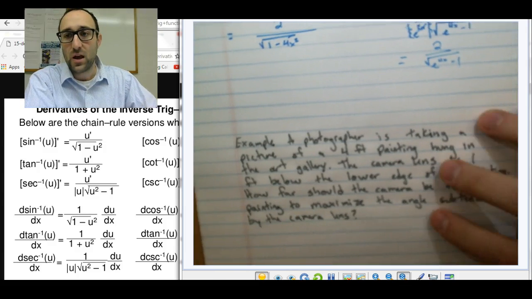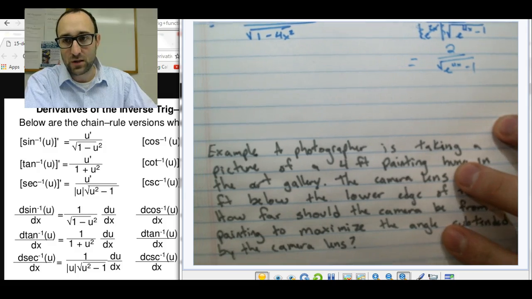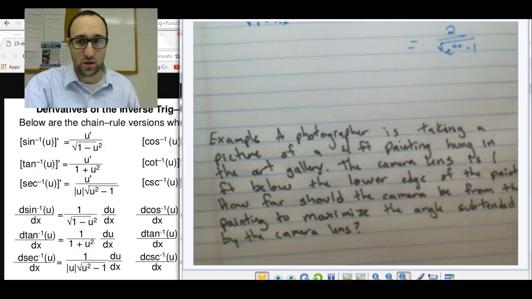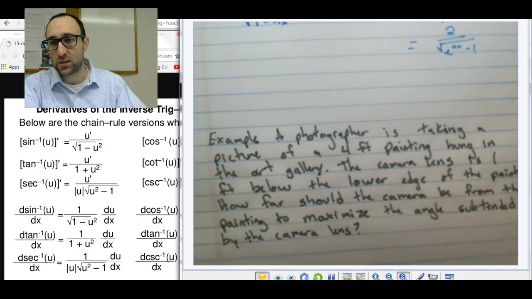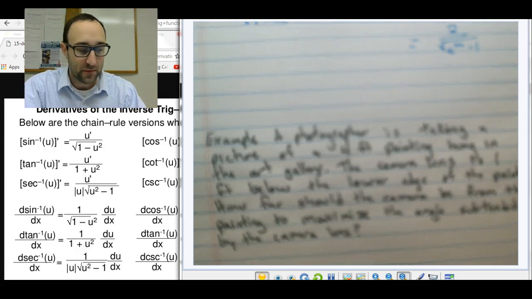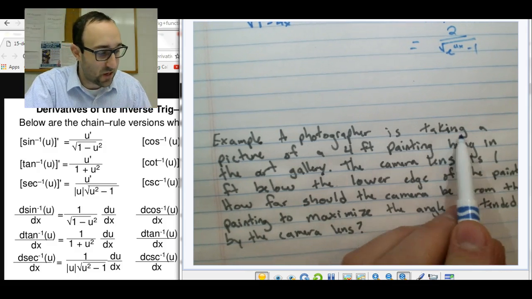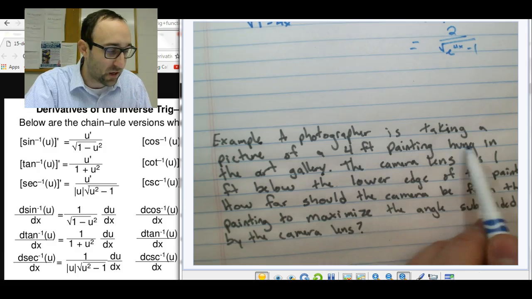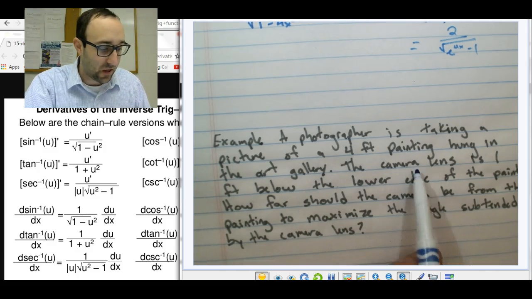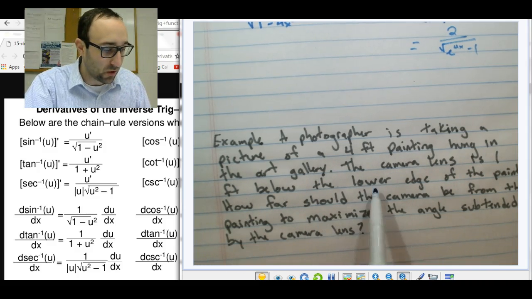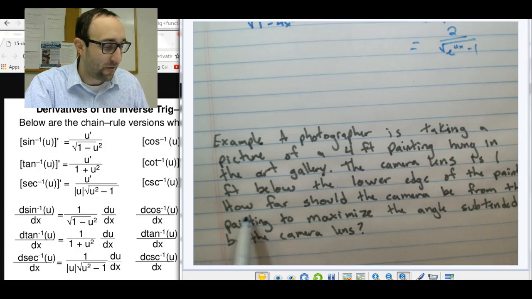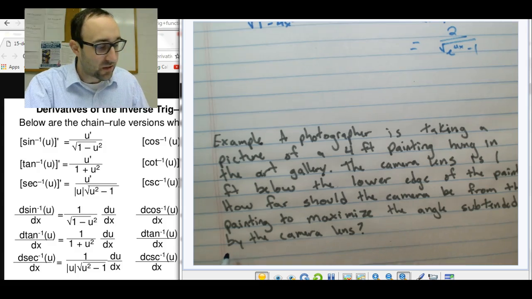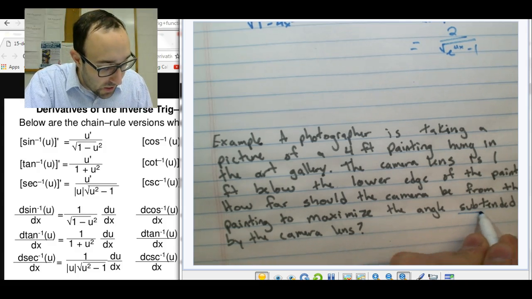Now let's do one that is a little more tricky, because if we don't have a picture with this, it gets a little more difficult. So let's actually go through and read this first. Here's our example. A photographer is taking a picture of a 4-foot painting hung in an art gallery. The camera lens is 1 foot below the lower edge of the painting. How far should the camera be from the painting to maximize the angle subtended by the camera lens?